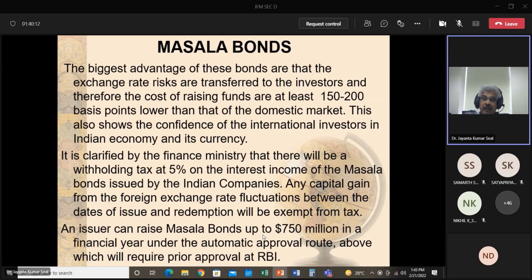So basically, the international investors will buy these bonds when they are satisfied with the performance of the currency. It is clarified by the finance ministry that there will be a withholding tax at 5% on interest income of the masala bonds issued by Indian companies. Any capital gain from foreign exchange rate fluctuations between the dates of issue and redemption will be exempt from tax. An issuer can raise amounts up to 750 million. As I've told you, that is the automatic route for an external commercial bond.